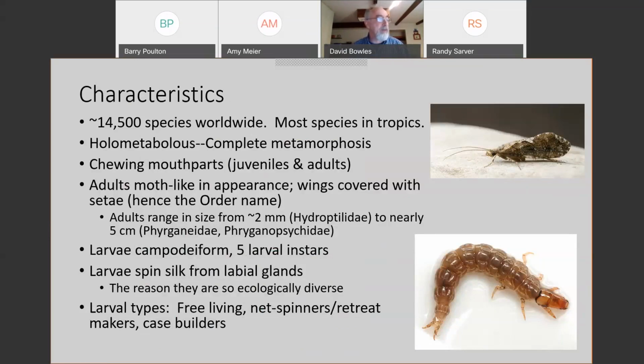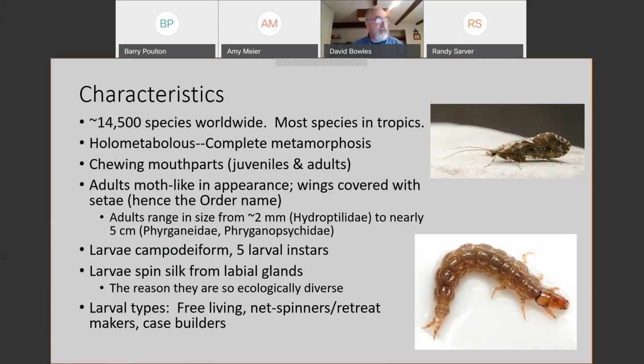They are holometabolists. In other words, they have complete metamorphosis of egg, five larval stages, pupa, and adults. Both the juveniles and the adults have chewing, mandibulate mouthparts, and the adults are somewhat moth-like in appearance. As you can see, that's a picture of a Rhyacophilidae adult on top there, and the wings are covered with setae, these little hair-like structures, hence the order name, tricho, referring to the hairy wings.